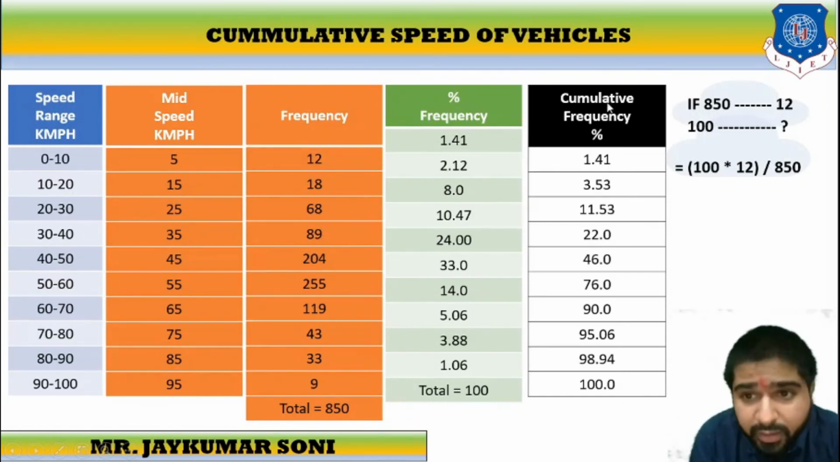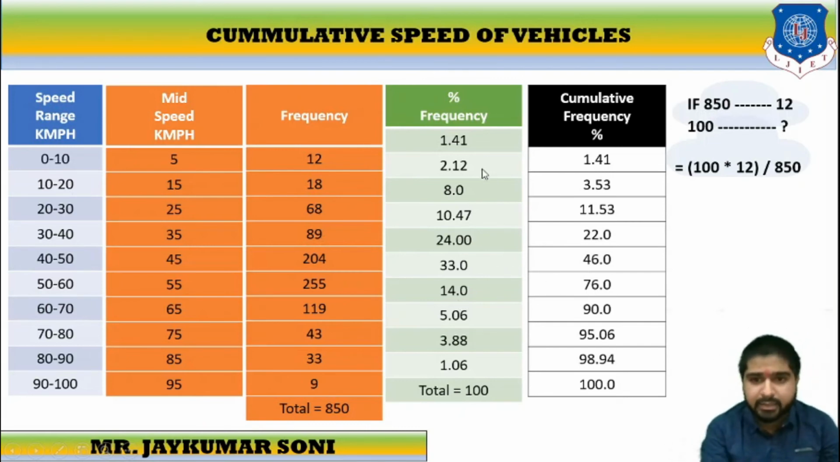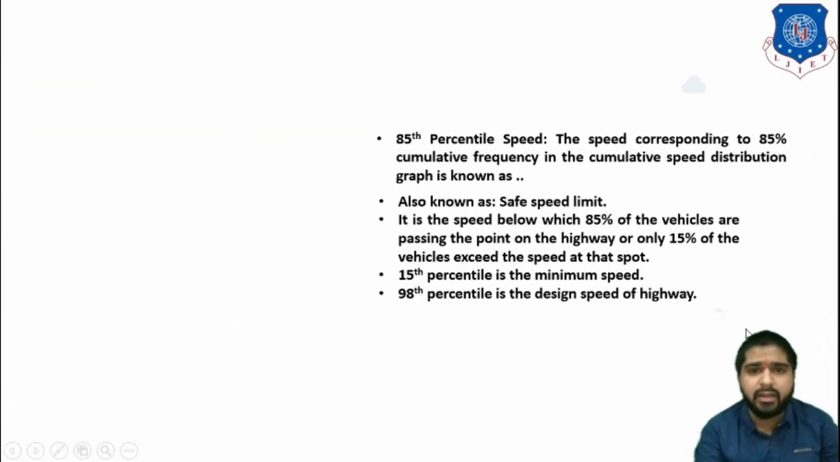And then I will calculate the cumulative frequency: 1.41, then 1.41 plus 2.12 is 3.53, then 3.53 plus 8 is 11.53, and so on: 12, 22, 22 plus 24 is 46, 46 plus 33 is 76, 76 plus 14 is 90. It will be like this, a zigzag movement, and I will get the cumulative speed of the vehicles.